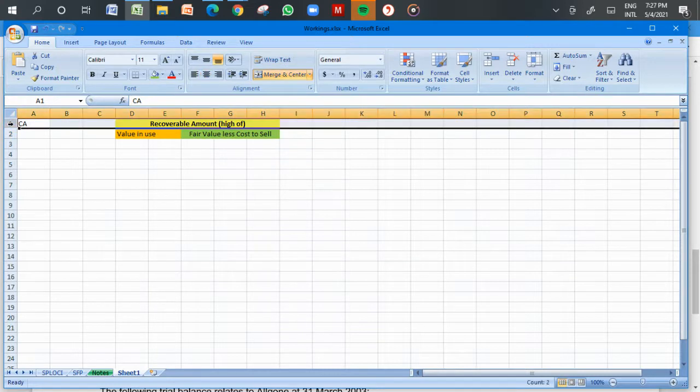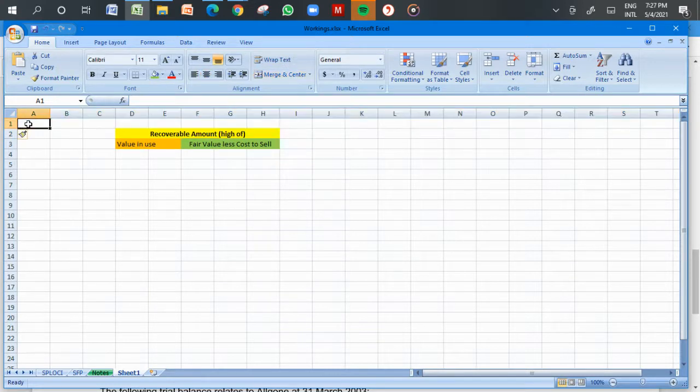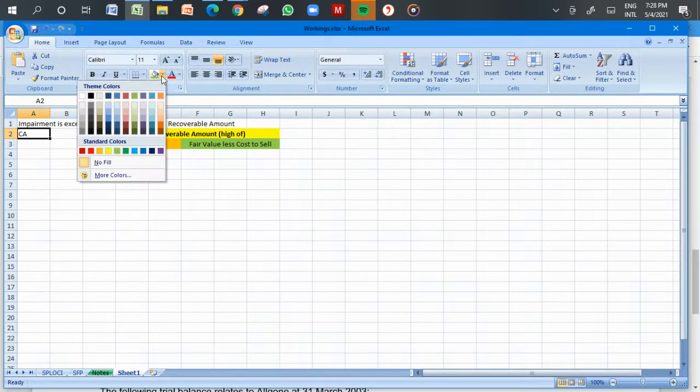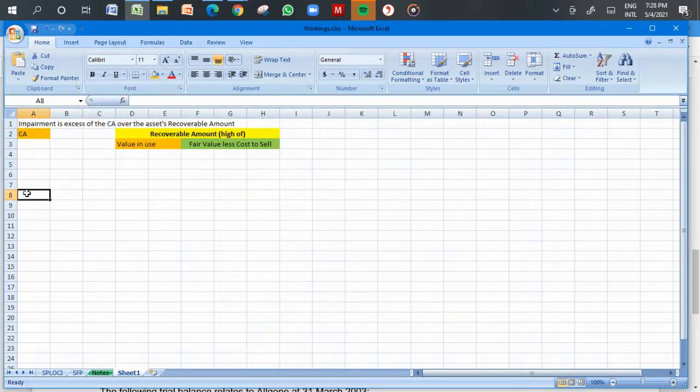So our impairment will be the amount by which the carrying amount exceeds the asset's recoverable amount. Here we want to calculate our carrying amount because we are not given it. What we are given in the trial balance is actually the cost.